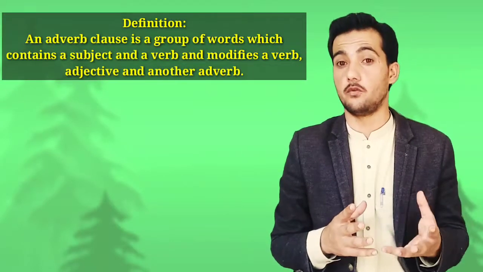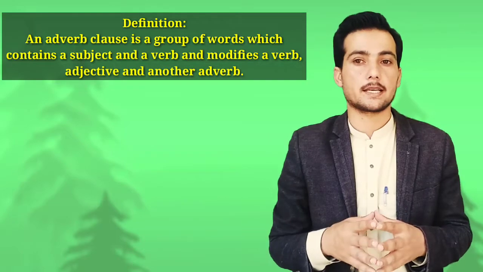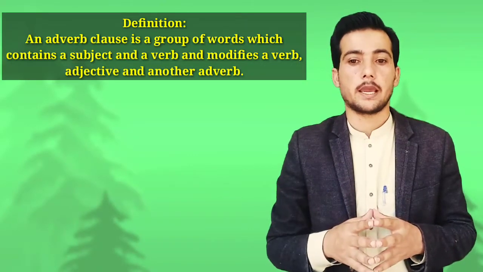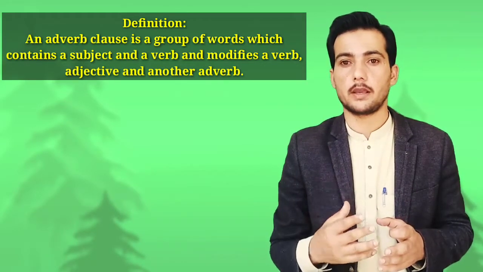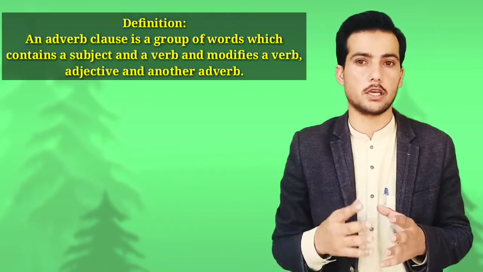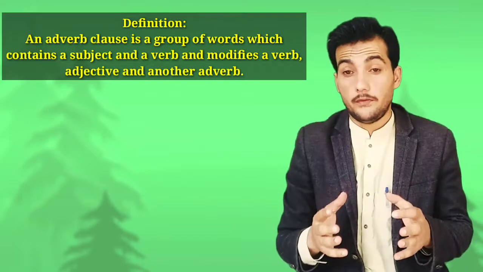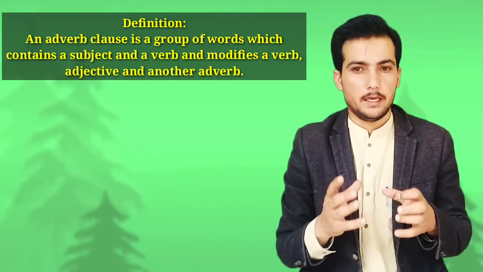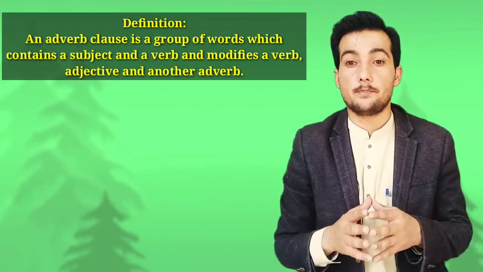Well, let's start. Whenever we explain something, we first define it. So let's define adverb clause and after that give examples. The definition of adverb clause can be like this: an adverb clause is a group of words which contains a subject and a verb and modifies a verb, an adjective, or another adverb. If you keep this definition in mind, it gives us approximately 5 points.